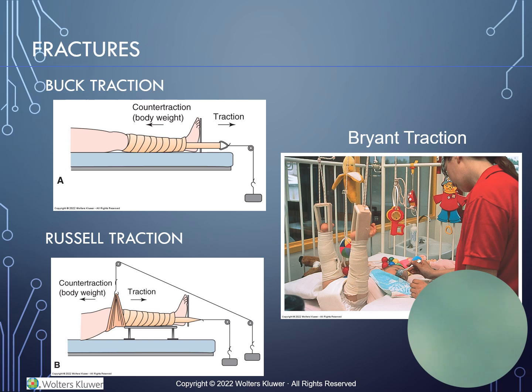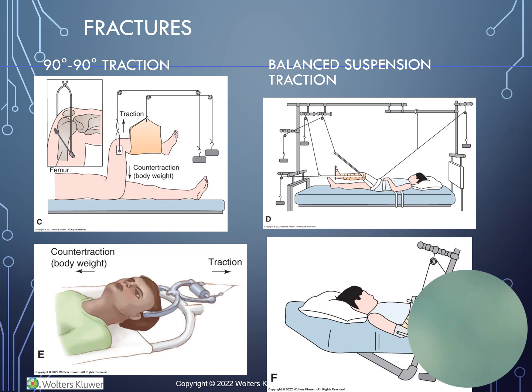So just some pictures of different types of traction that you might see. In the top, we have the Buck's traction. The bottom is the Russell's traction. Then we have the Bryant traction to the right. We have the 90-degree to 90-degree traction. We have the balanced suspension traction. And we also have the cervical tongs traction. And in the lower right-hand corner, we have the Dunlap traction. These pictures are also in your textbook if you would like to see them there.